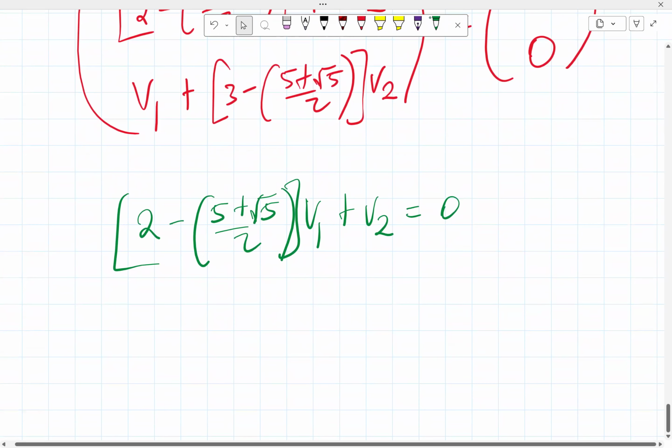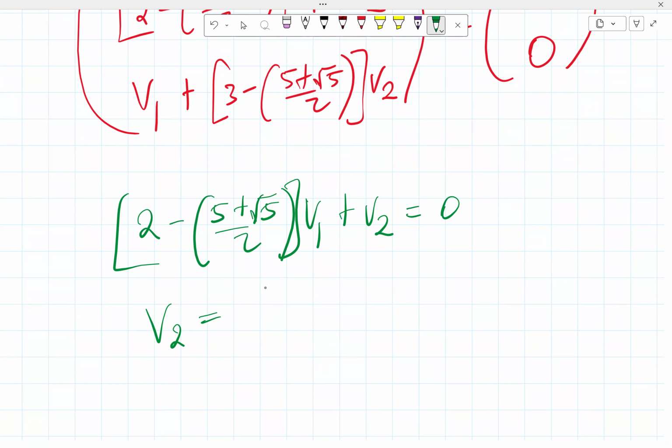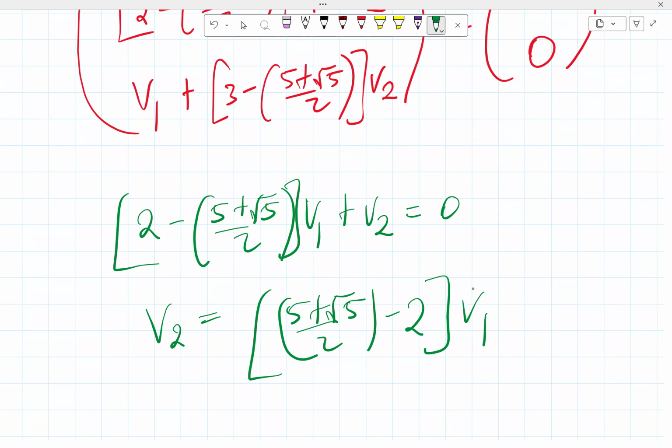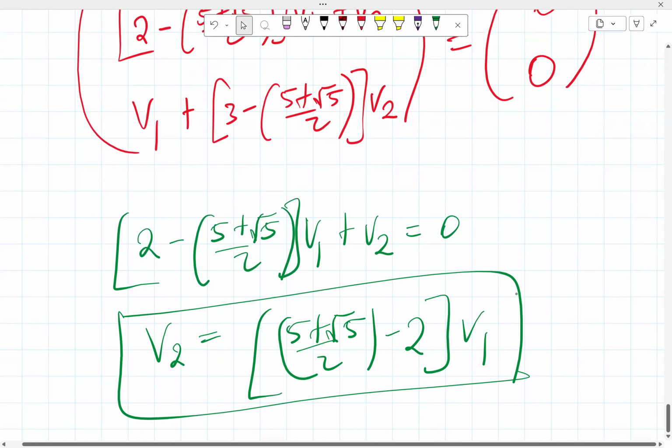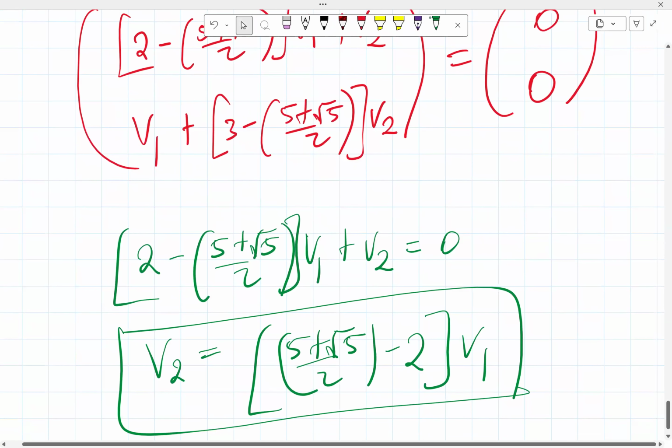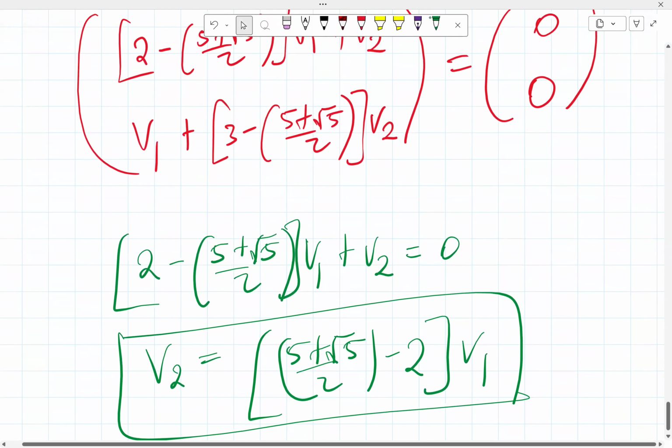On the other hand, that means V2 is equal to, if we transfer it to the other side, 5 plus root 5 over 2 minus 2 V1. So that's one expression there. The other expression is that, since this is already V2 here, or we can do it in terms of V1. Okay, we have V2 here.